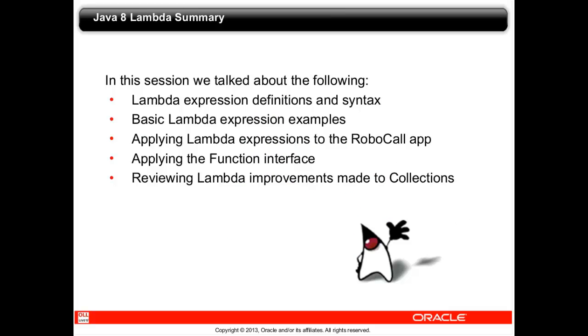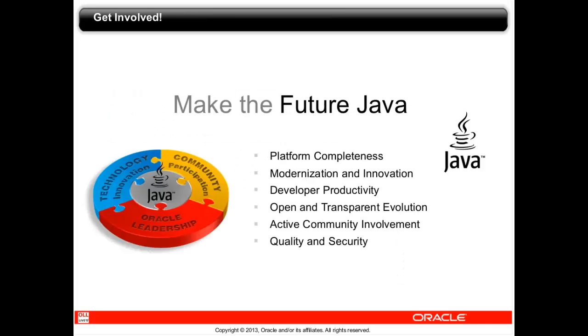So this is a summary. This is what we talked about. We talked about the definitions, some examples. We went through the Robocall app. We had to skip that demo because of technical difficulties, and then we went through the collections.